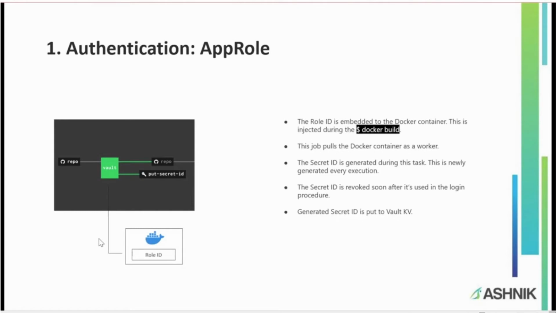So if you see here, the role ID is embedded into the Docker container. This is injected during the Docker build when we create the Docker image. And this job pulls the Docker image, runs the container as a worker, and the secret ID is generated using this task. The secret ID is generated on every execution, and it's also revoked once it is used in the login procedure. And this generated secret ID is stored in the Vault KV, key-value store.